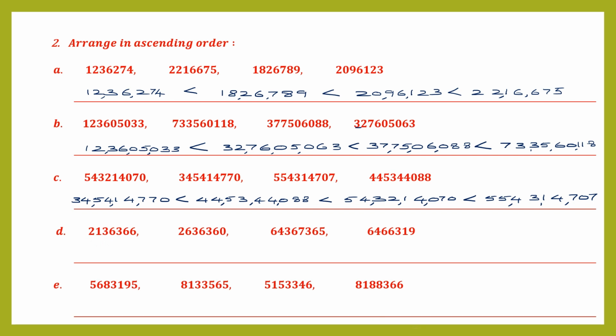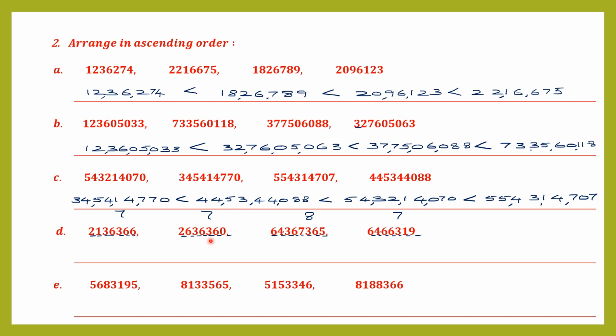Count the number of digits. 1, 2, 3, 4, 5, 6, 7: 7 digits. 1, 2, 3, 4, 5, 6, 7, 8: here we have 8 digits. And 1, 2, 3, 4, 5, 6, 7: 7 digits. So the numbers with 7 digits are smaller than the number with 8 digits.